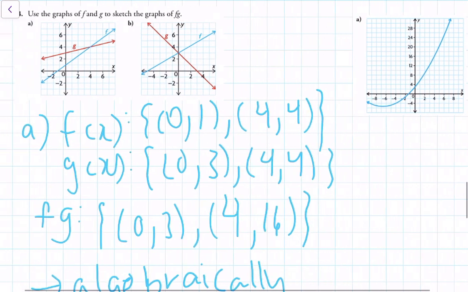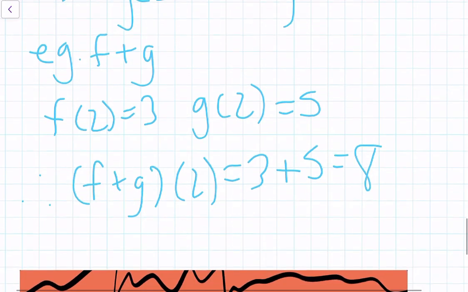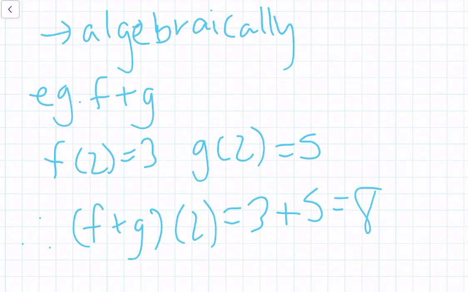And this can also be done algebraically. So let's say you have f plus g, then f of 2 will equal 3, and g of 2 will equal 5. So then you do f plus g of 2 is equal to 3 plus 5, which is equal to 8. So that's how you can understand this algebraically: when we do the change, we're doing that change to the input, which is x is equal to 2. And so that's why the change only occurs over our y value.